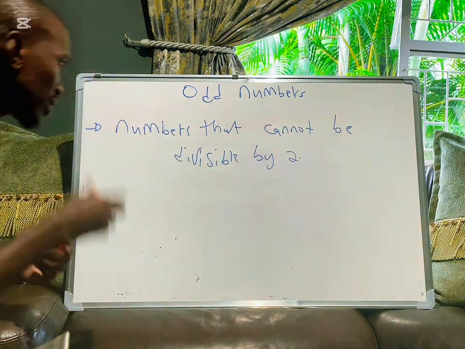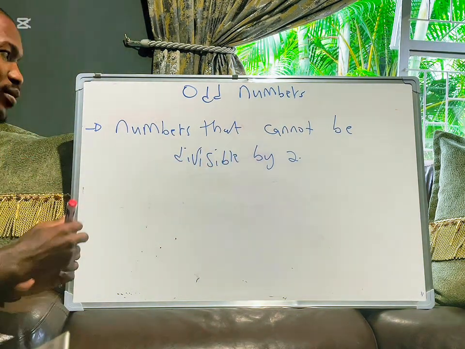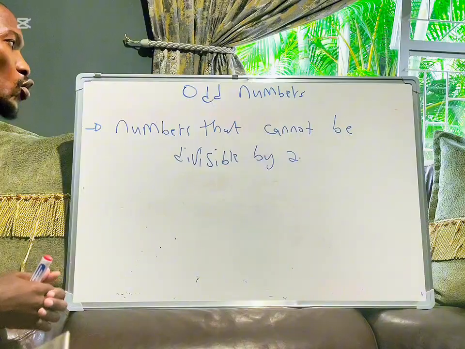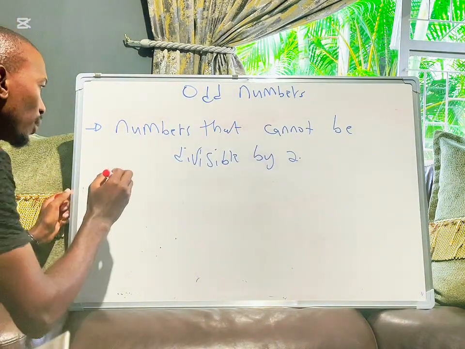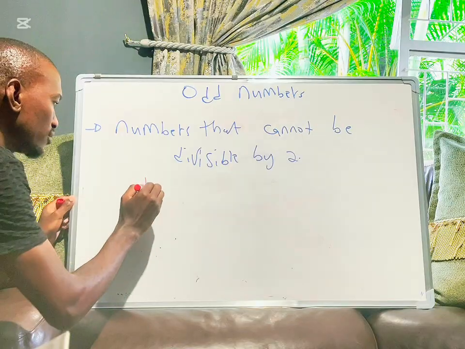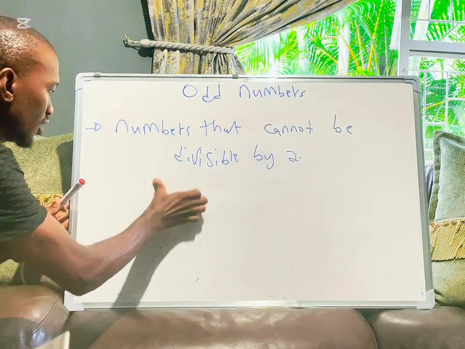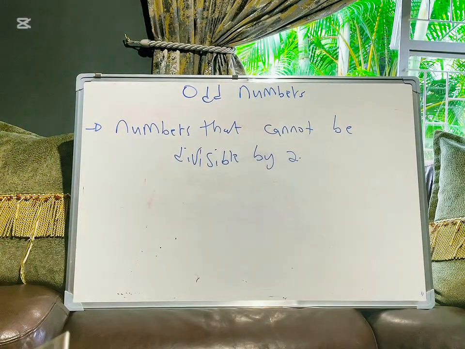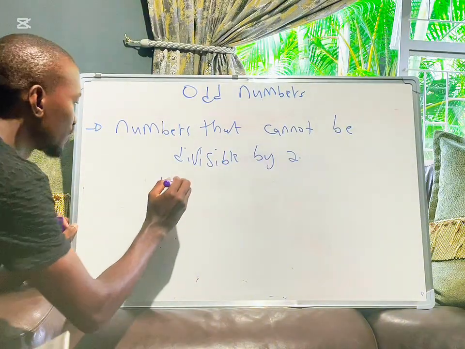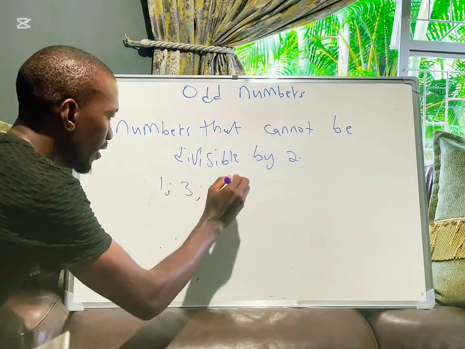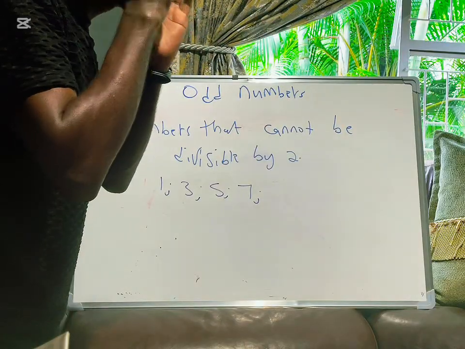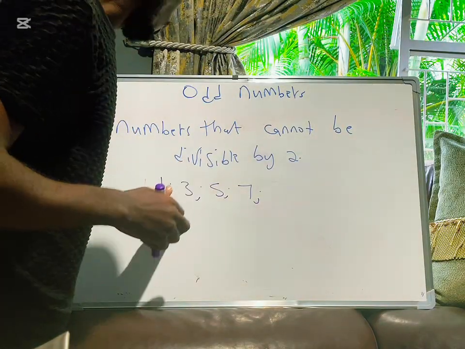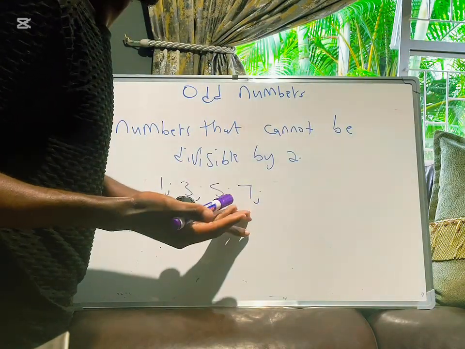Yes, I can give examples. Okay. Numbers that cannot be divisible by 2 are numbers that 2 cannot enter. You get? Yeah. So, think about this. 1, 3, 5, 7. All the numbers you can think of that 2 will never enter. 1, 3, 5, 7.